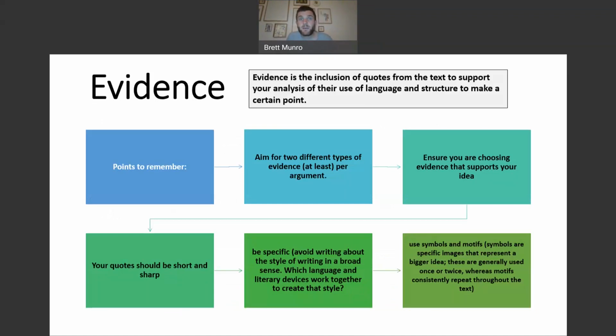Your evidence is the inclusion of quotes in the text to support your analysis of the use of language and structure to make a certain point. This will often be also through the use of metalanguage, such as the use of different literary devices, symbolism, narrative structures such as narrative voice.